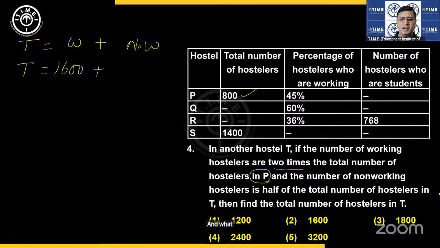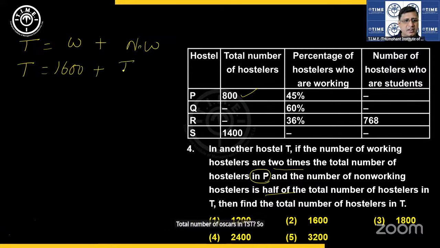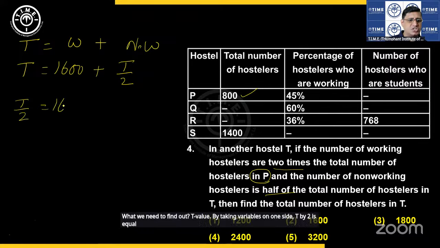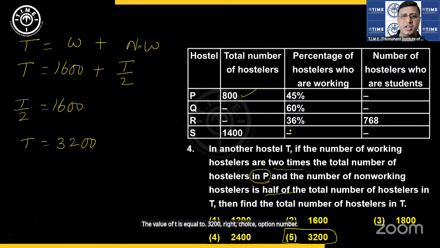And what about the non-working hostelers? Non-working hostelers is half of the total number of hostelers in T. The total number of hostelers in T is T, so here it is T by 2. Now simplify. What we need to find out is the T value. Taking variables on one side, T by 2 is equal to 1600. The value of T is equal to 3200. The right choice is option number 5. The fifth choice is the right answer. Okay.